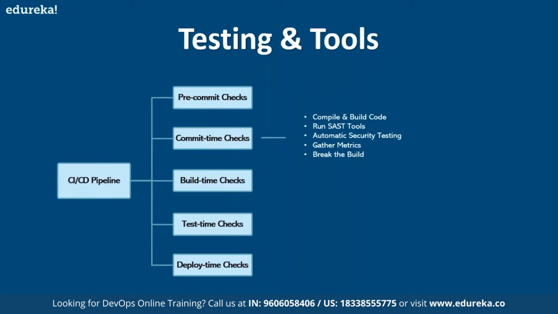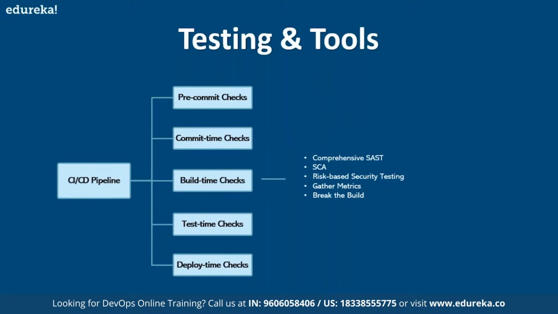Next is commit time checks. During commit time checks, whenever we are committing any code, they will compile and build the code, run SAST rules and tools, automatic security training, gather metrics, and break the build. Build time checks: at the build time checks, we'll have a look at comprehensive SAST, SCA, and risk-based security testing will be done. We will gather all the metrics and we'll be breaking the build.